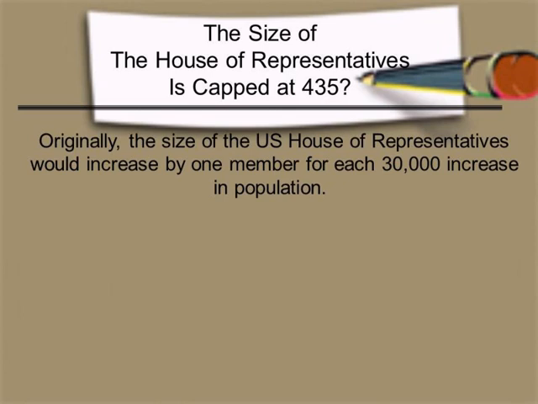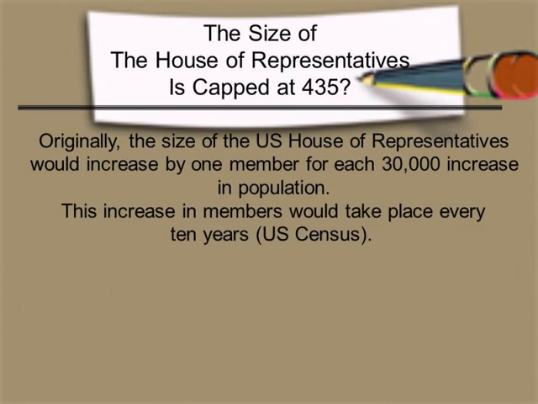Originally, the United States Constitution said the House of Representatives would increase by 1 member each time there was a 30,000 increase in population. This increase in members would take place every 10 years. So the Constitution says every 10 years we're going to count the population of the United States. We count the population in each state. So if they count the population of my state this year and my state has grown in population over the 10 years by 60,000 people, we would get 2 new members of the United States House of Representatives.